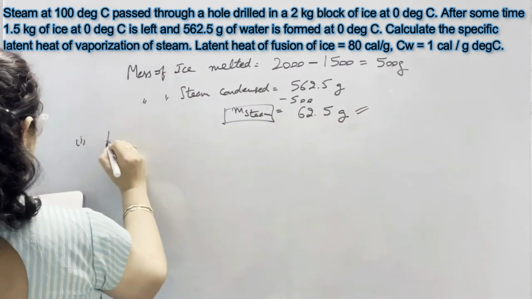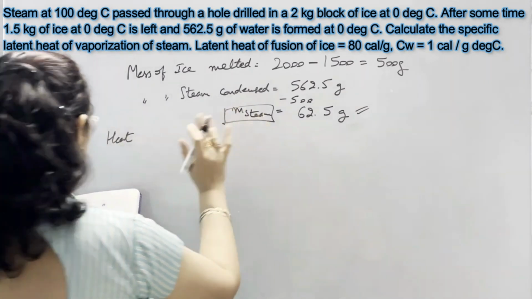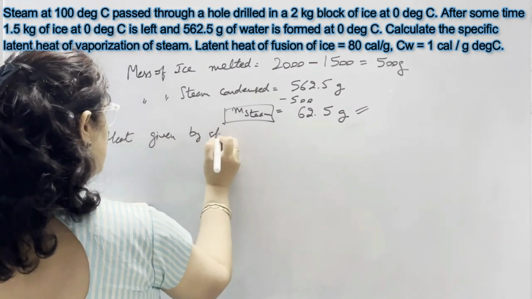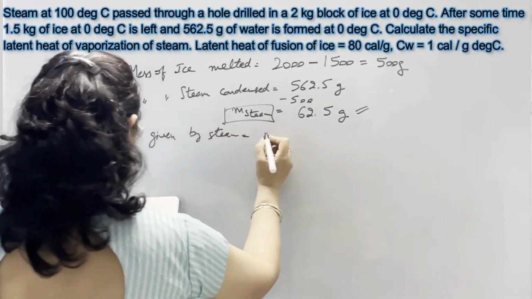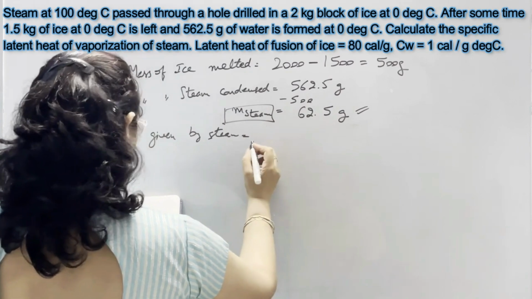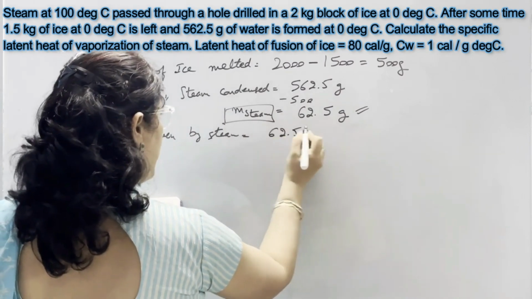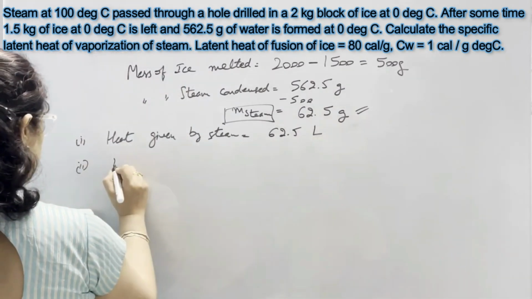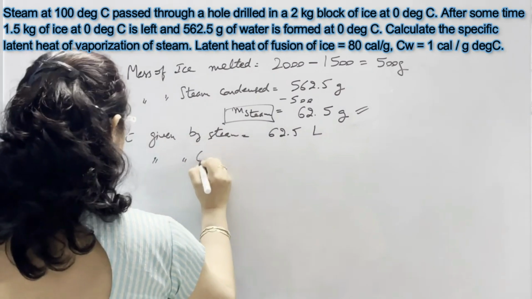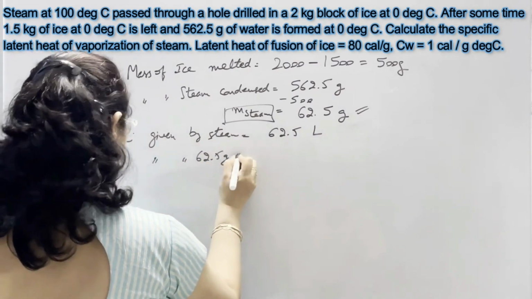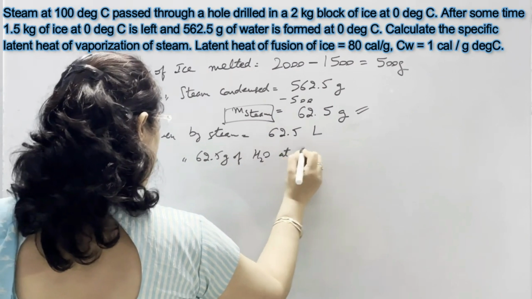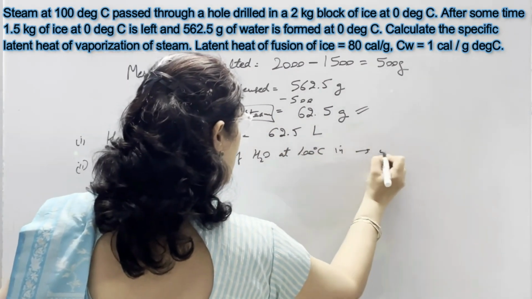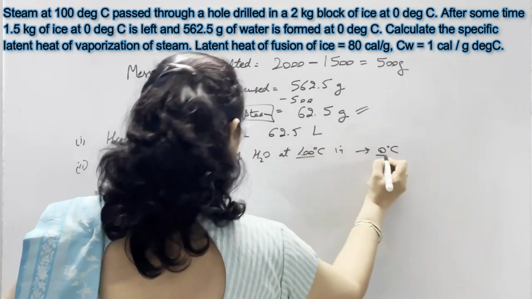Now heat given by steam. If we first know the mass, then calculation will be correct. Heat given by steam is equal to M into L. So what is the value of M? It is 62.5 into L. Now heat given by 62.5 gram of water at 100 degrees Celsius in cooling to 0 degrees Celsius, from 100 to 0.